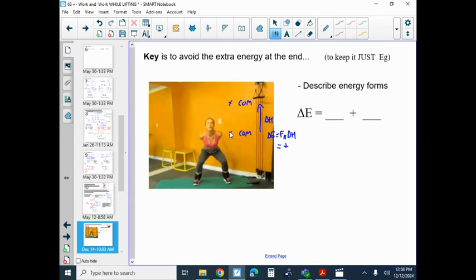But there's also, if you notice, she ends up going off the ground, right? And so there's also some kinetic energy at that top. So there's going to be some delta EG. There's also going to be some delta EK, which is energy due to motion. That's supposed to be a D there originally.